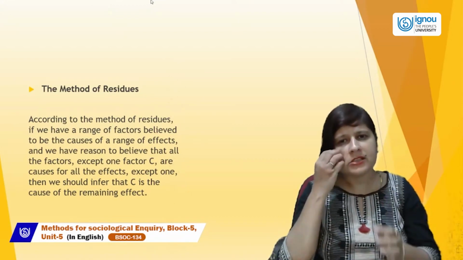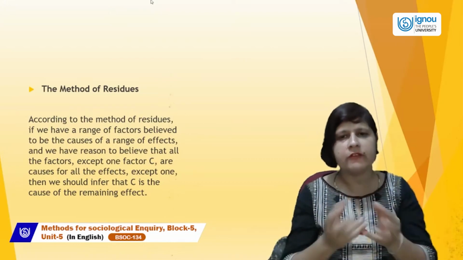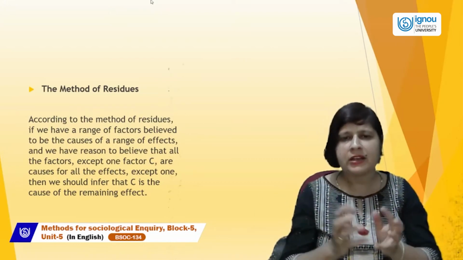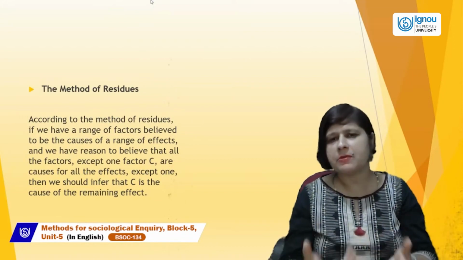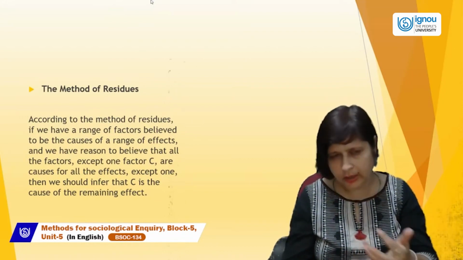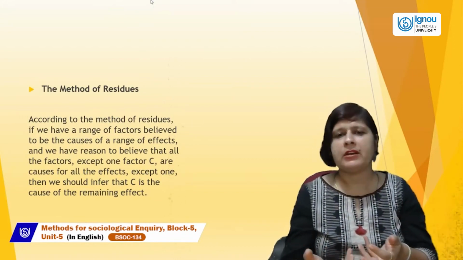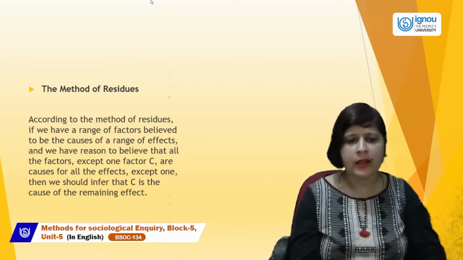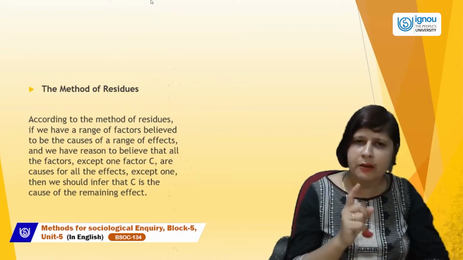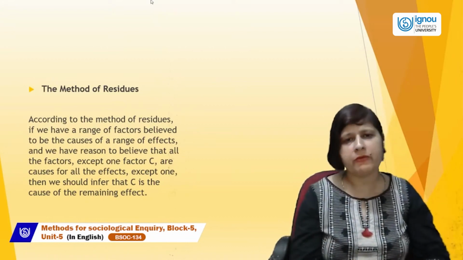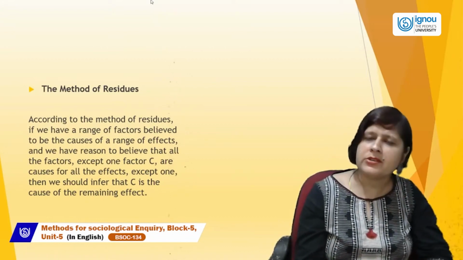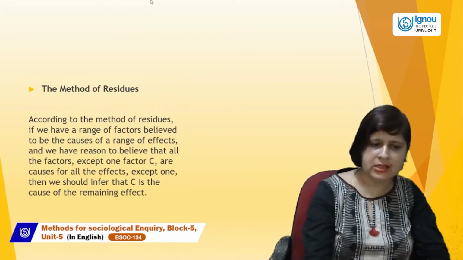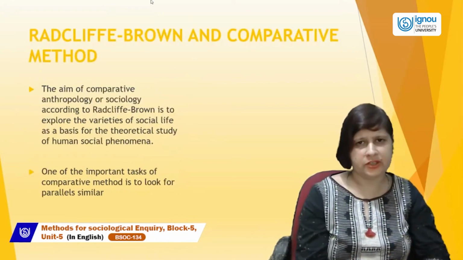If there are many effects and many factors which are responsible for those effects, and if we consider these factors to be causes of these effects except one, then we can say that the remaining one, which is not responsible for any of the other effects, is the cause of the remaining effect. C is the cause of the remaining effect.